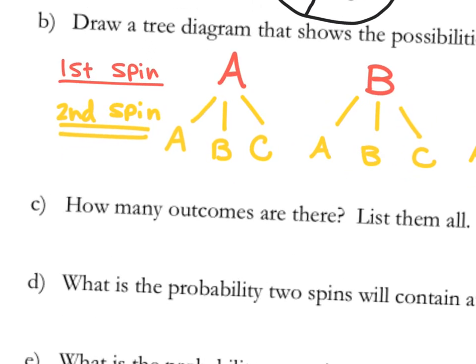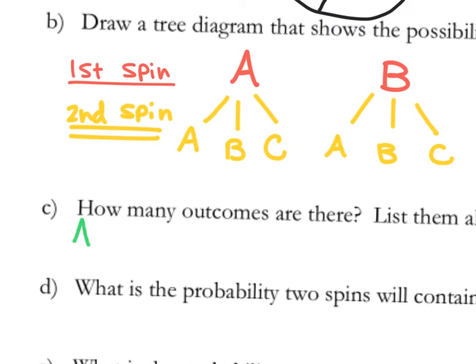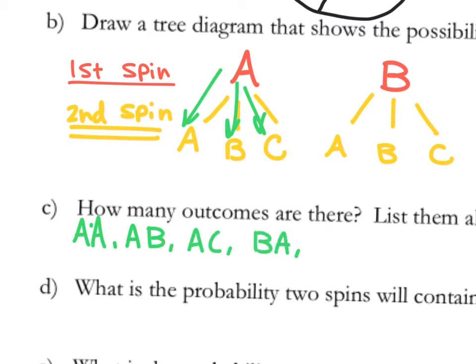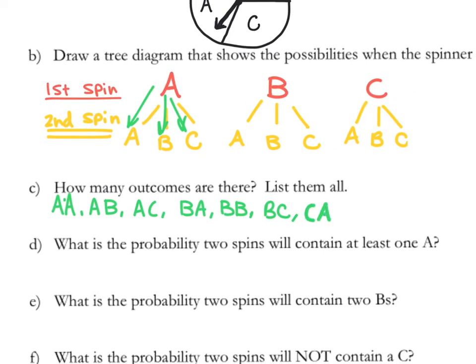We got A, B. Oops. I'm just following each little branch. So A, B, A, C. Or I can have BA, and then BB, and then BC. Or CA, CB, or CC. So how many outcomes are there total? There are 1, 2, 3, 4, 5, 6, 7, 8, 9.